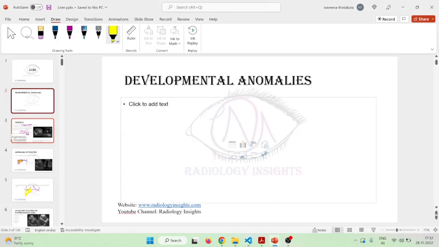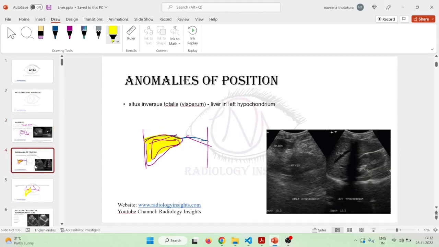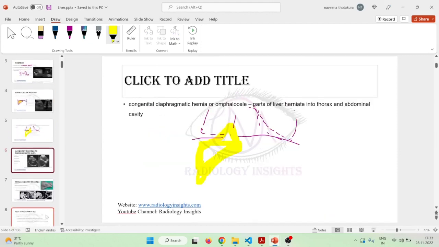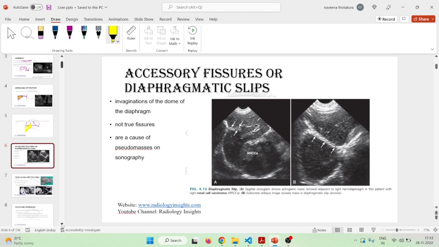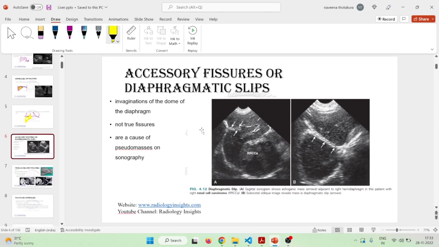In the developmental anomalies, we are done with agenesis and anomalies in the position. Next, we have accessory fissures or diaphragmatic slips. So, what are these accessory fissures or diaphragmatic slips? What is a fissure? A fissure is a type of division.